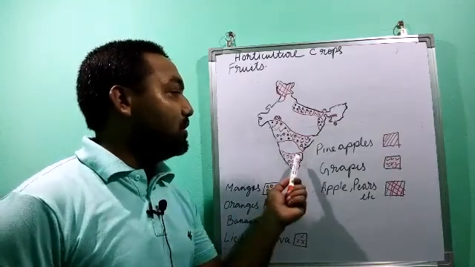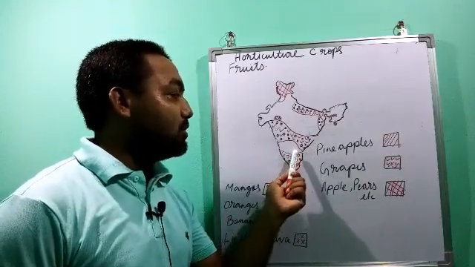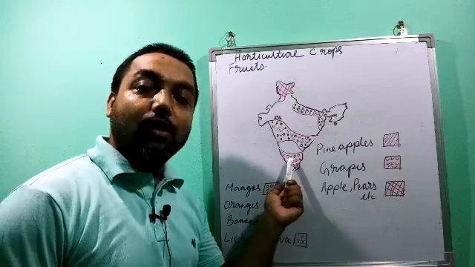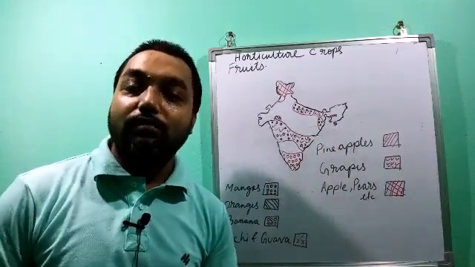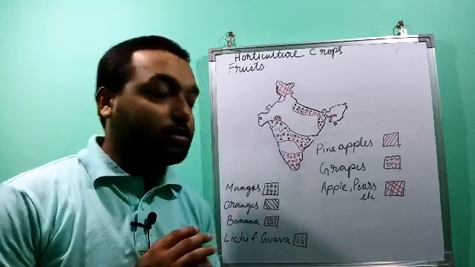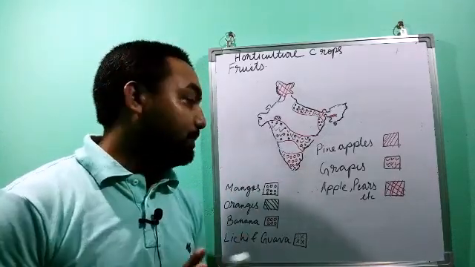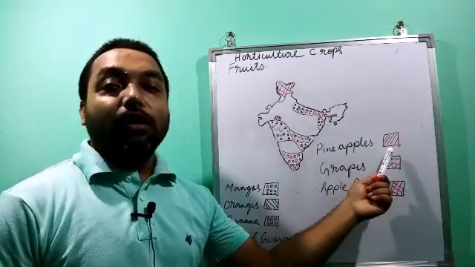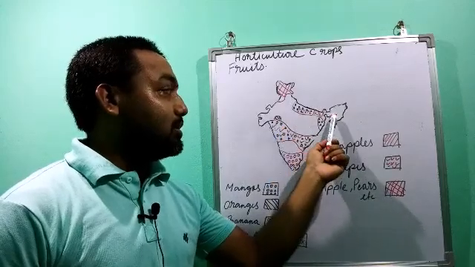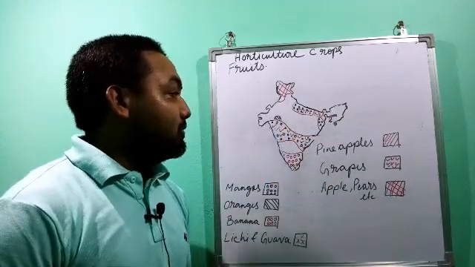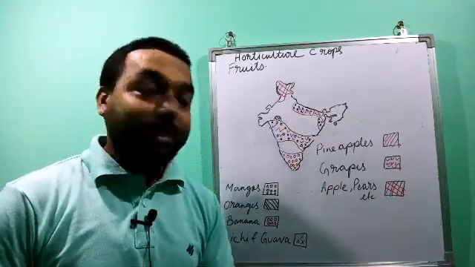Bananas are found in huge amounts in Tamil Nadu, Kerala and Mizoram. These three states are very popular for bananas. Next is pineapple. India is very rich in pineapple, and Meghalaya is especially rich in growing pineapple.